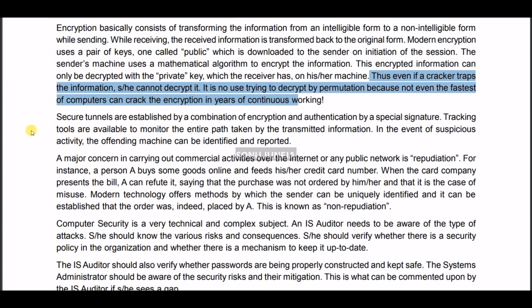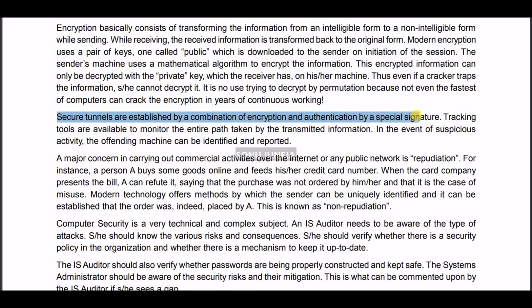And now, secure tunnels are established by a combination of encryption and authentication by special signature. Tracking tools are available to monitor the entire path taken by transmitted information. In the event of suspicious activity, the offending machine can be identified and reported.